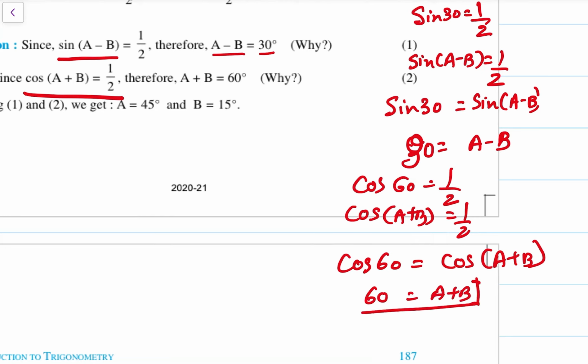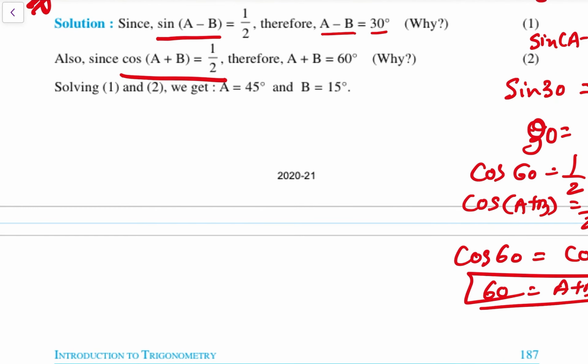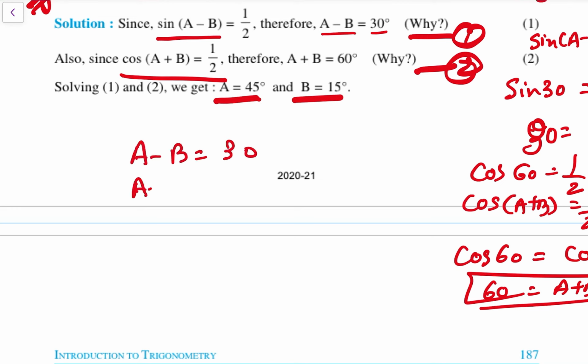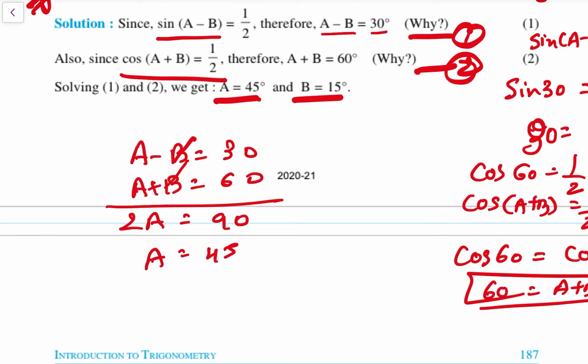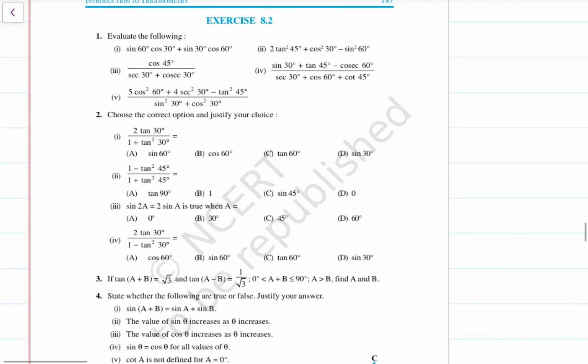Now using elimination or substitution method, I can solve equation 1 and equation 2, where I get A is 45 and B is 15. A minus B is equal to 30 and A plus B is equal to 60. So B is cancelled. Adding both the equations, I get 2A is equal to 90. So A is equal to 45. If A is 45, then B is obviously 15. So wasn't that an interesting question? Yes. In the next session, we are going to do exercise 8.2.